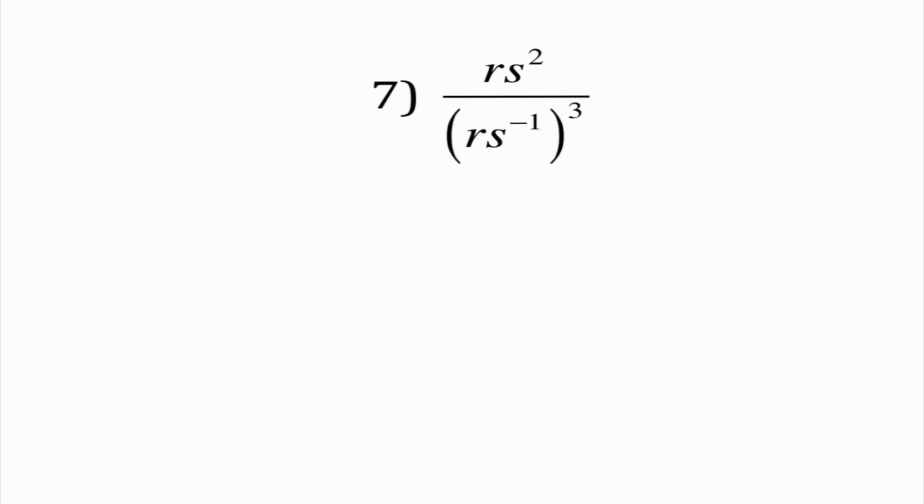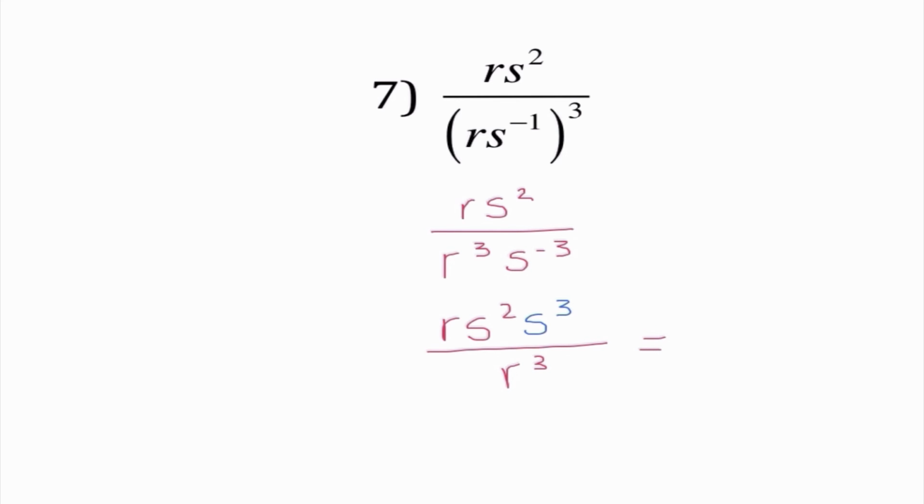Number 7 is very similar. There's actually not much I can do in the numerator, so I'm going to work in the denominator, and this is going to become r cubed s to the negative 3rd power. Same idea here, where the first thing I'm going to do is make that s to the negative 3rd power positive by raising it up to the numerator. Now when I battle my r's, the denominator is going to win by 2, so it becomes r squared. When I'm dealing with these s's and I'm adding those two exponents together, I get s to the 5th over r squared.